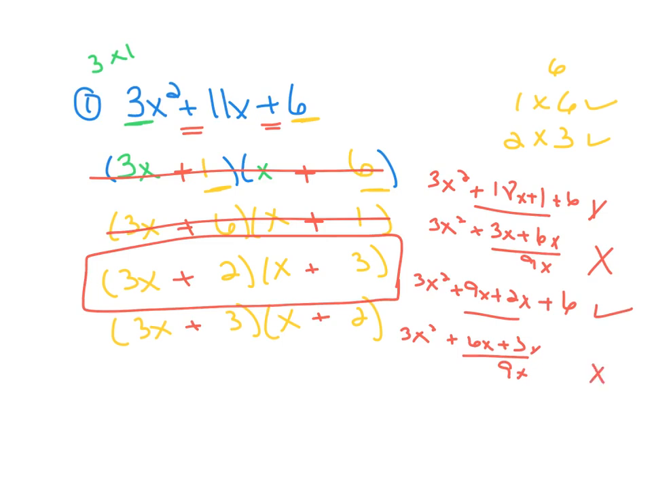So the process is just a little bit longer, but just like I said before, you will eventually just kind of see the combinations happening. All right, so let me talk you through this one, and then I'll have you just kind of start trying. 2x squared plus 11x plus 15.